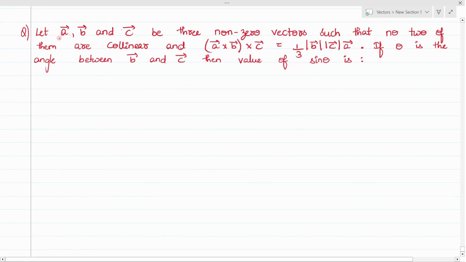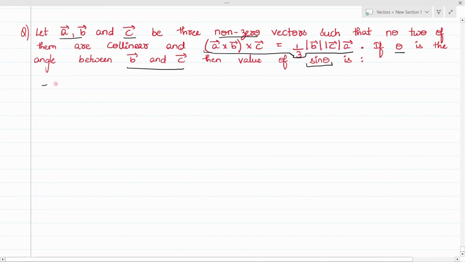In this question, three non-zero vectors are given such that no two of them are collinear, and this condition is given. It's given that theta is the angle between vectors B and C. We need to find the value of sine theta. So let's use this condition.